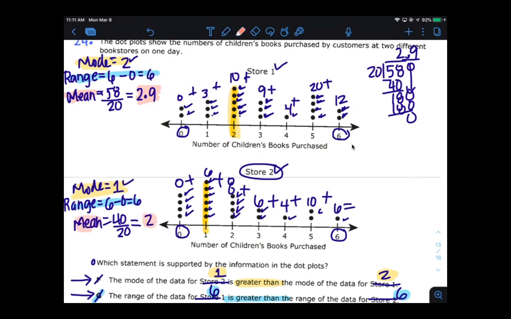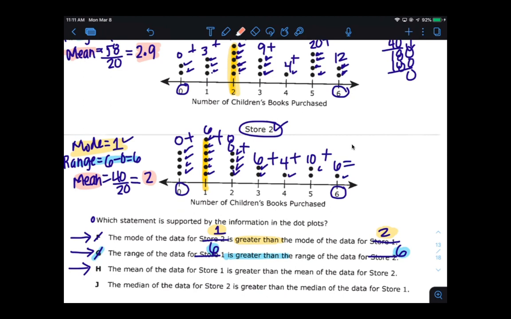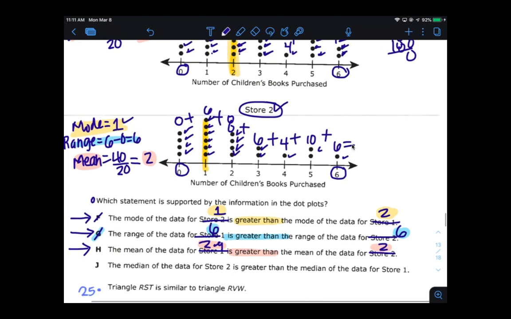So I'm going to substitute those two values into the answer choice. The mean of the data for store 1 is 2.9, and store 2 is 2. I'm going to read the statement again: 2.9 is greater than 2. I think we got a winner. And so the answer will be H.